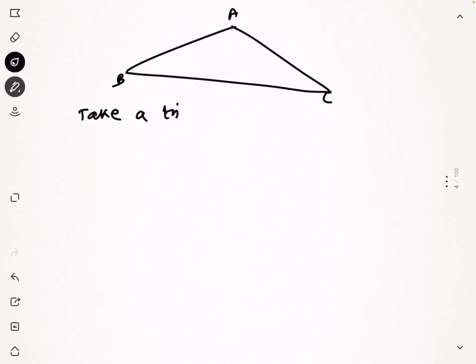So let's draw a triangle. He says the perimeter is 600. Let's take a triangle ABC, right? And they have given the ratio. The sides are in the ratio 5:12:13.